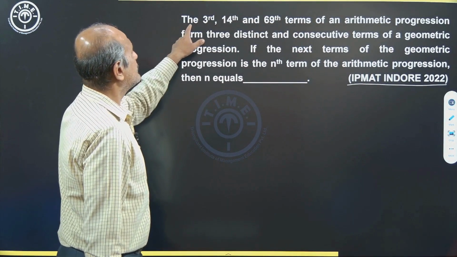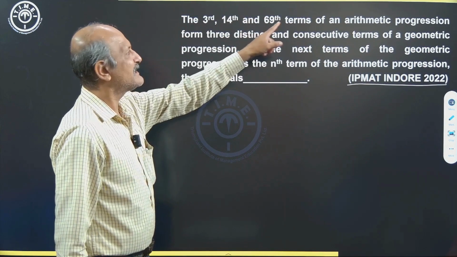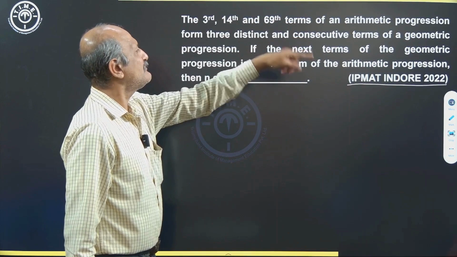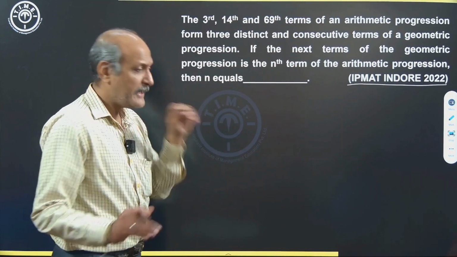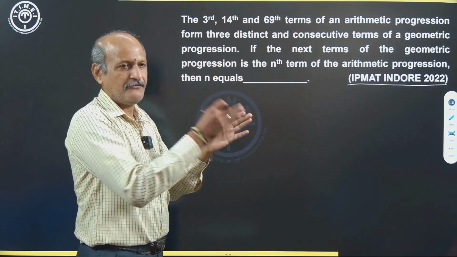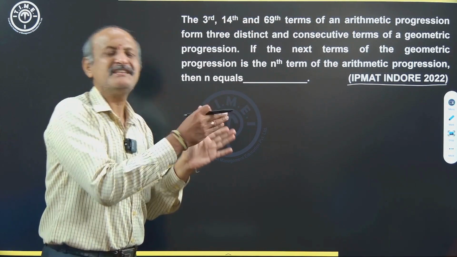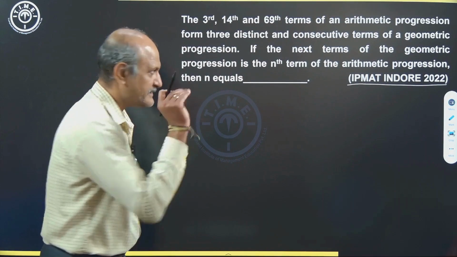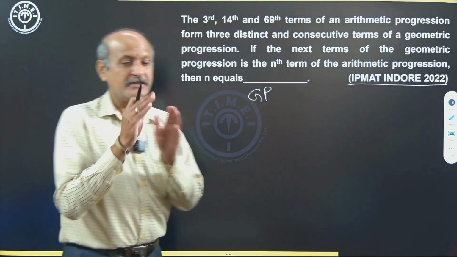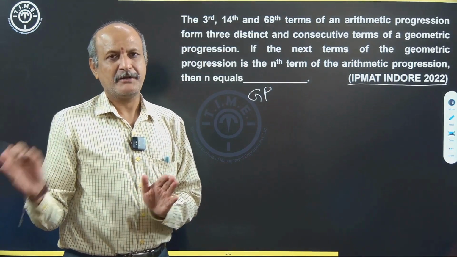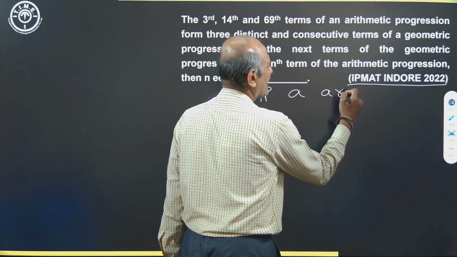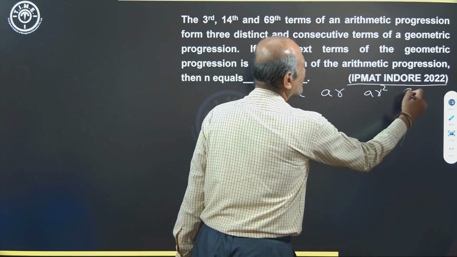See here, it reads: the third, 14th and 69th terms of an arithmetic progression form distinct and consecutive terms of a geometric progression. So there are three terms in an arithmetic progression, and if you keep them in order, they form a geometric progression. What do we know in a geometric progression? The ratio of terms remains a constant. The terms we can identify as A, AR, AR square, and so on.